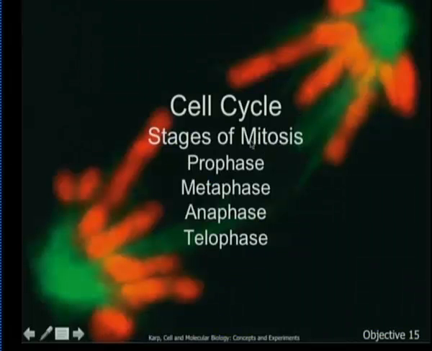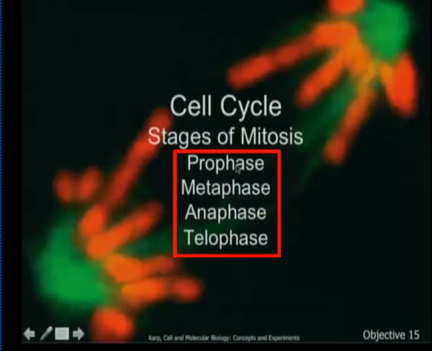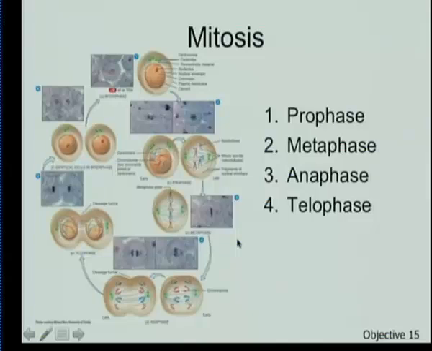As we talk about the stages of mitosis, we're talking about the stages of cell division. Now I'm going to be more specific here: the stages of nuclear division associated with somatic cells, or non-reproductive cells. The stages within those are prophase, metaphase, anaphase, and telophase. What your objective asks of you is to describe each of these stages within mitosis. Again, mitosis being the nuclear division of somatic cells.